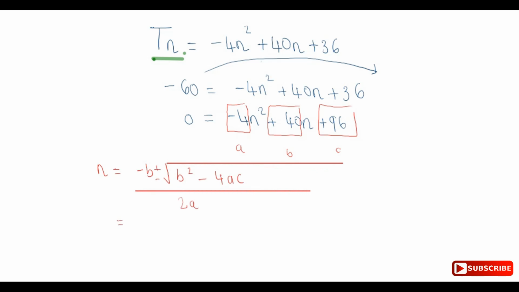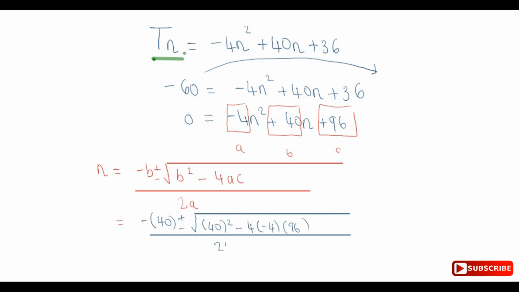So I'm going to simply substitute all these values into this formula. So it's going to be minus, what is our B? Our B is 40, plus or minus, your B is 40 all squared minus 4. Your A is minus 4 and your C is 96, all over 2. What is your A? It's minus 4. And if you substitute that into your calculator, guys, you'll see that you get your n, which is equal to negative 2, or your n, which is equal to 12.